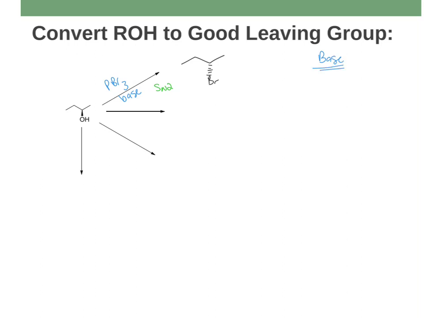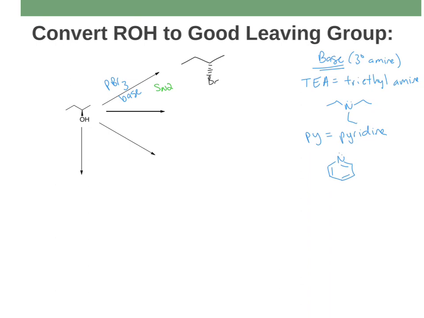But the bases typically used here are tertiary amines. Really common ones would be TEA, which stands for triethylamine, just a nitrogen with three ethyl groups on it. The other one you're likely to see is pyridine, abbreviated PY, which is a nitrogen in an aromatic ring. Pyridine is aromatic, but it's just a nitrogen in a six-membered ring. Either one of those bases, those are the two most common ones.